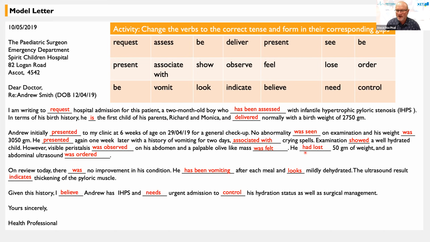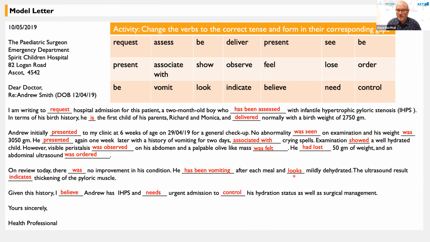So we've got had lost. That's our past perfect here. We've got examination showed that, simple past. Associated with, again, simple past. When we get to today, on review today, we started off with the simple past. Then we've moved on to present perfect to indicate the condition is continuing. He has been vomiting after each meal.